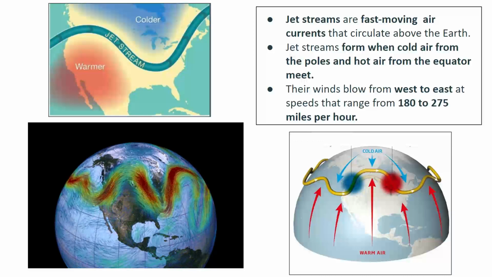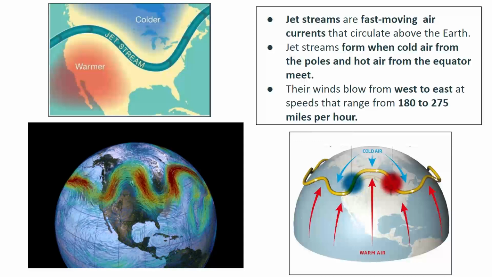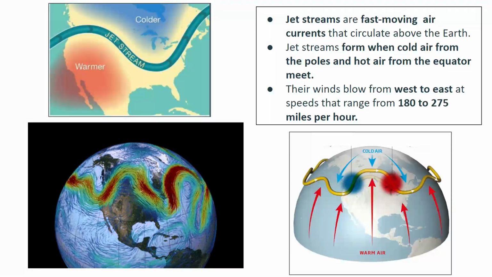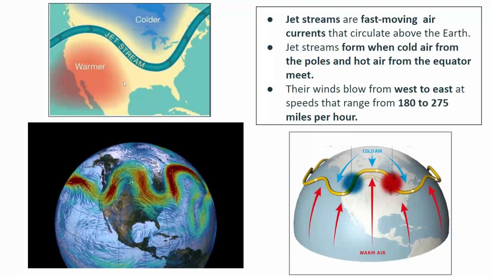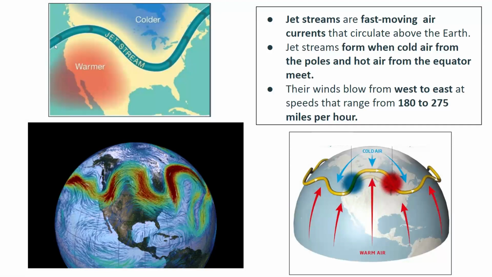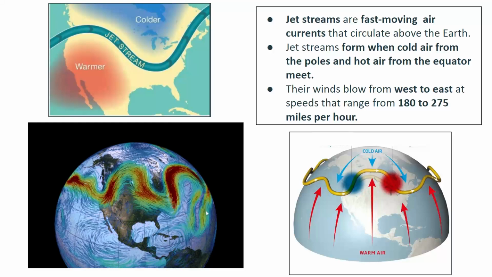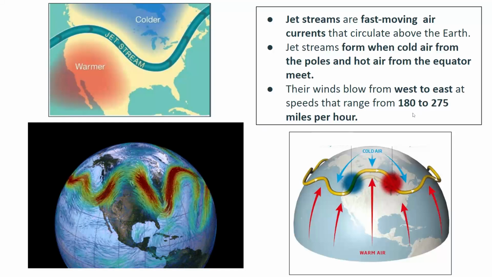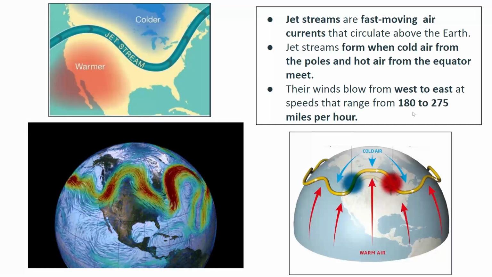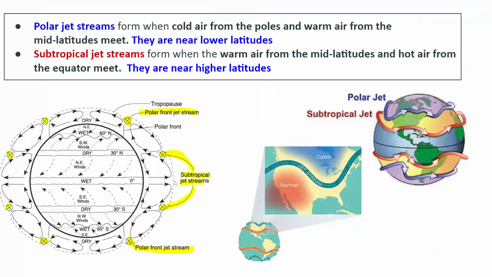So, jet streams, what are they? We've talked about jet streams before. Jet streams are very fast moving air currents that circulate above the earth, and jet streams form when colder and warmer air meet, right? And when they meet, they form these really fast winds going from west to east. And they're really fast, as fast as 180 to 275 miles per hour. So, remember, jet streams blow from west to east.